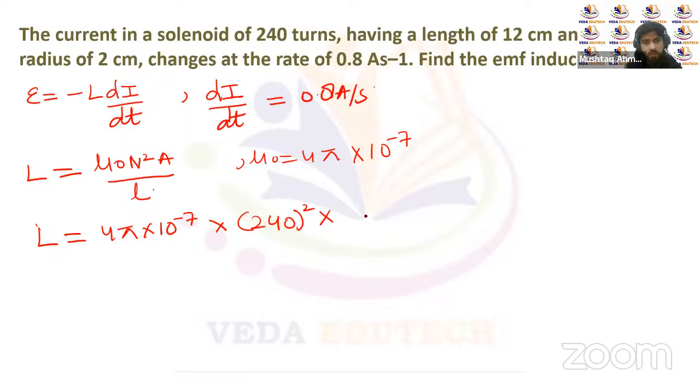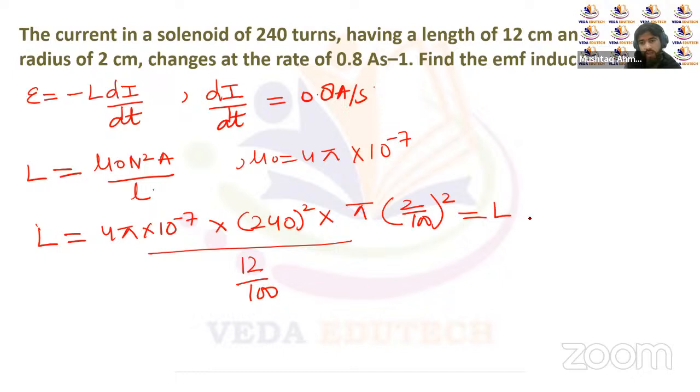The radius is given as 2 centimeters, so it will be pi r squared, which is pi times (2/100) squared, upon the length of this solenoid. The length of the solenoid is 12 centimeters, or we can write it as 12 upon 100. So from here you can calculate the value of L, that's the self-inductance, right?